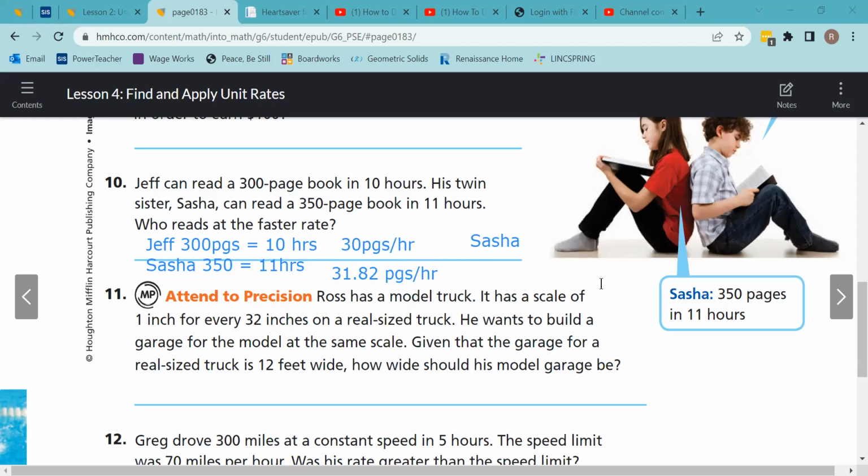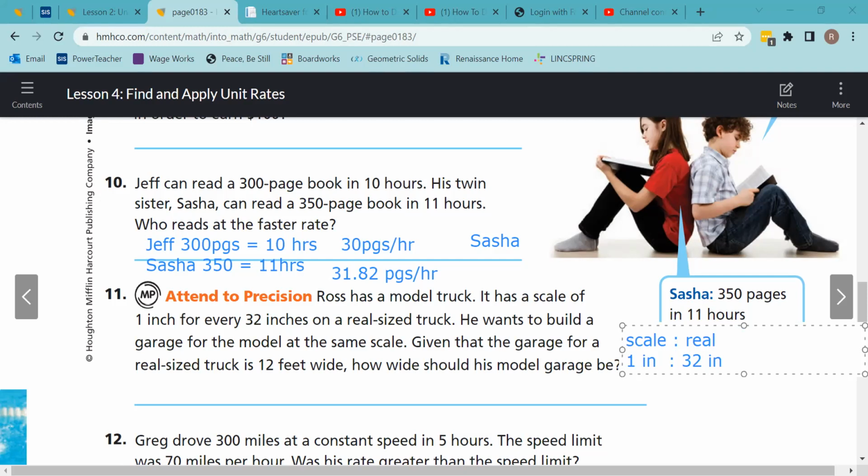Attend to precision. It's a fancy way of saying pay attention to details. Ross has a model truck. It has a scale of 1 inch for every 32 inches on a real size truck. He wants to build a garage for the model at the same scale. Given that a garage for a real size truck is 12 feet wide, how wide should his model garage be? Okay, set this up here. We've got 1 inch for the scale, scale to real, 1 inch to 32 inches on the real deal.